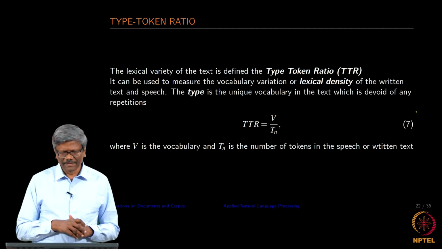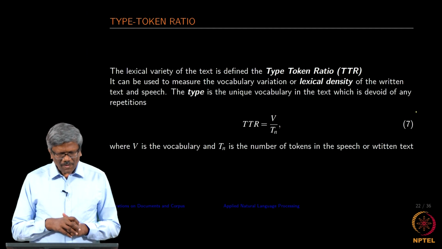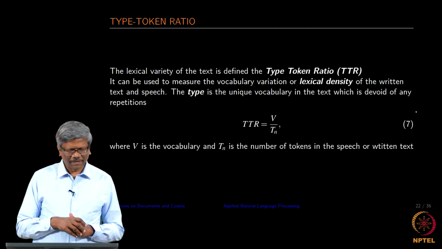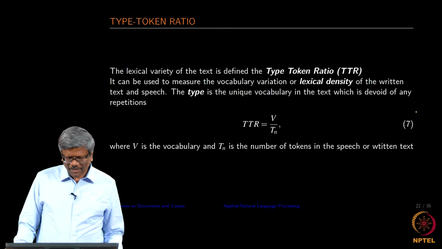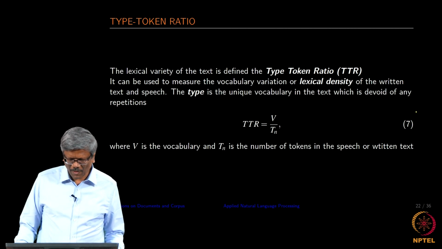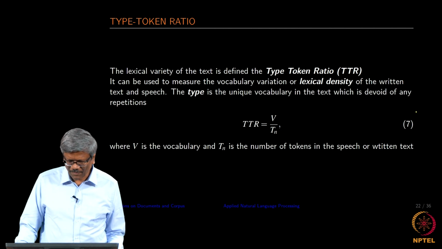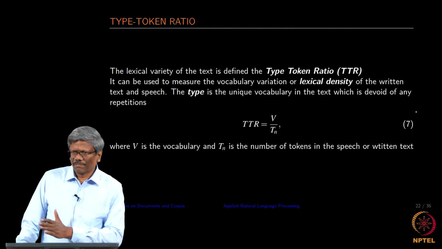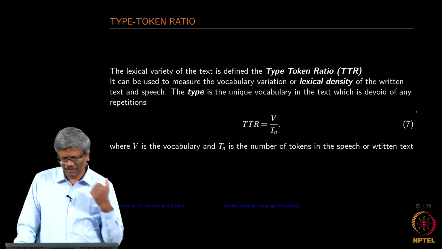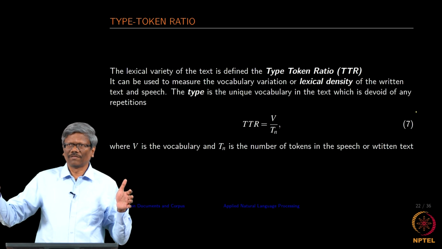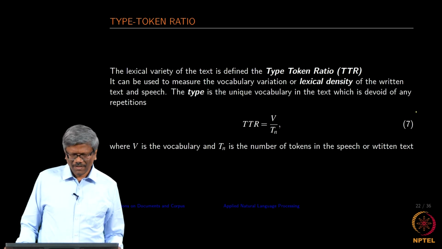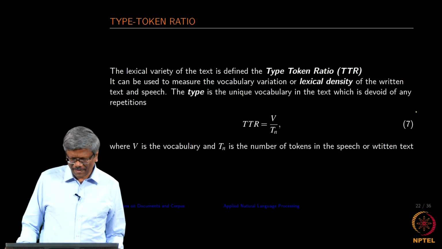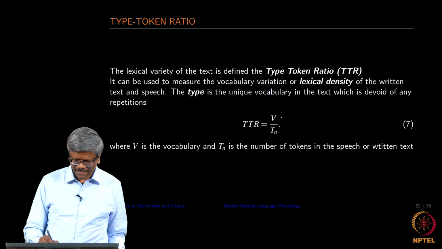This is again performed on the document, where we want to find the lexical variety. This is called the type token ratio. So, what do we do here? We find out the type with respect to the total number of words. The type is nothing but your vocabulary, the unique set of words. You have a total count of the number of words in a document, and then you have a unique set of words. When you create a ratio out of V and Tn, what you get is the TTR.